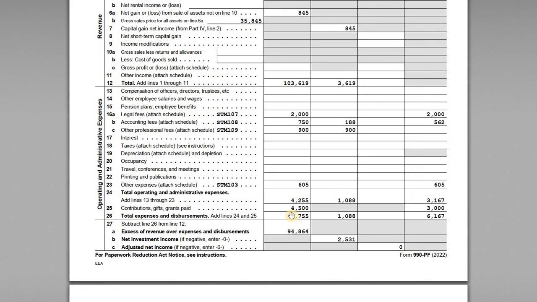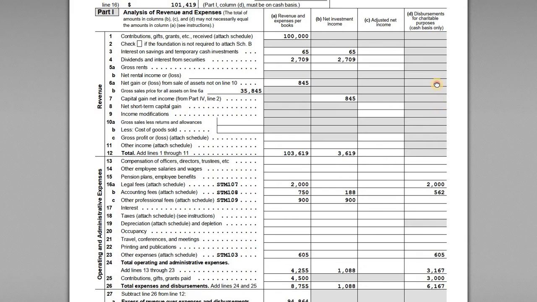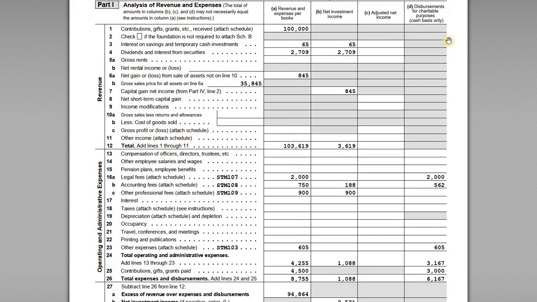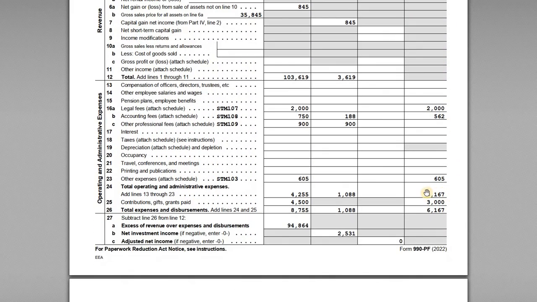So the amount that we had booked per books was $4,500, right? That's the $3,000 that was actually paid out during the year, and then the $1,500 grant payable. For column D, disbursements for charitable purposes, this is cash basis only. So the only amount that we can include in this column for the grants is the $3,000. It's the actual amount paid. The $1,500 cannot be included in this amount because it wasn't paid until 2023.